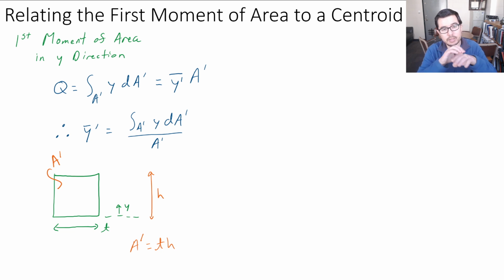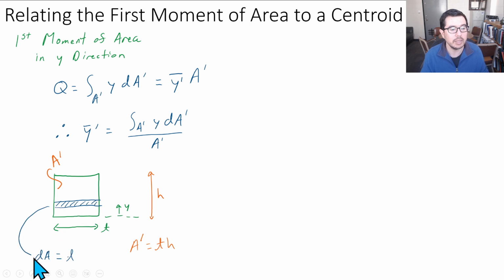Now, as we've done in the past when we were calculating second moments of area, we take a really thin slice, and we say that it has some thin height, and it has the width that goes along with the cross section. So we can define this dA prime, or the slice of the profile, as t dy.